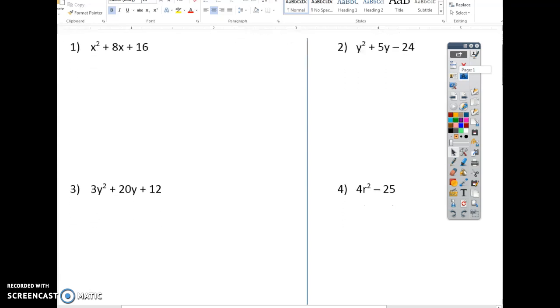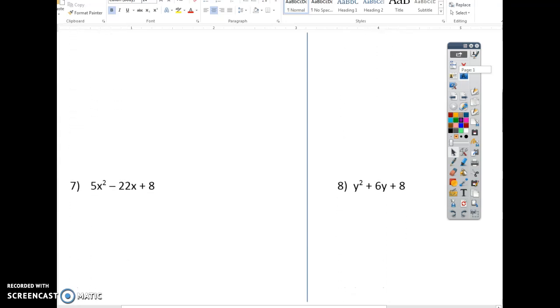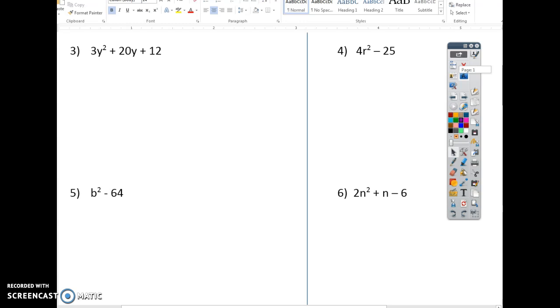For this page, I'm going to do number 3, 5, and 7 with you. Okay? And then you're going to do the rest of them in class. If you don't finish in class, it's homework. We have a quiz this Friday, and it's going to be over all of this stuff. So if you haven't been practicing, you're not going to do very good on this test.